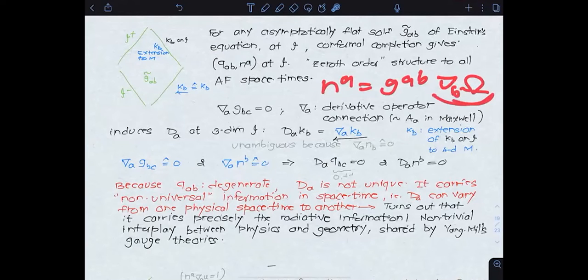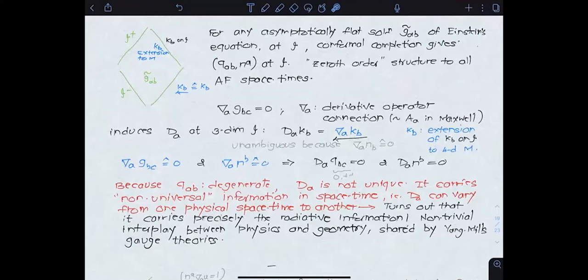And I can also calculate n_a, because n^a is just equal to g^{ab} times the gradient of omega. This is sort of free. If you give me omega, then I can take its gradient. I don't need any metric or anything like that, and then I'm just raising its index. So this is therefore the zeroth order structure, in the sense that it comes directly from the metric.